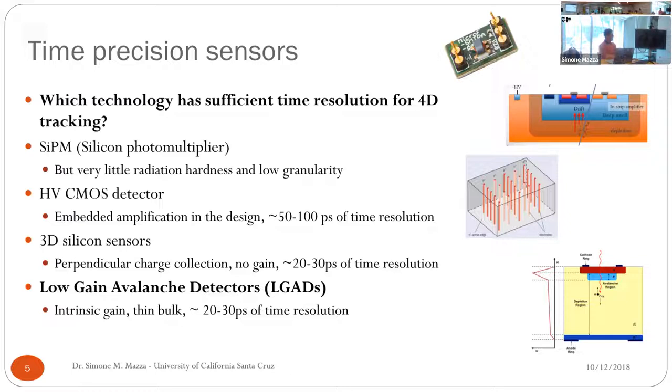And with these devices, even if you have no gain, you can still reach 20 to 30 picoseconds of time resolution. But then they also have other issues. One of the issues is that you are tying basically the drift time with your granularity, and sometimes you don't want that. It might be problematic. And then there are what I do most, which are low gain avalanche detectors, that have an intrinsic gain. They are very thin and they can get to 20, 30 picoseconds of time resolution.